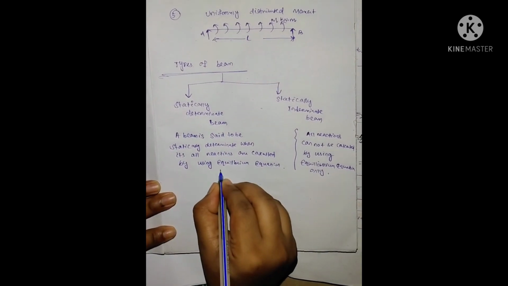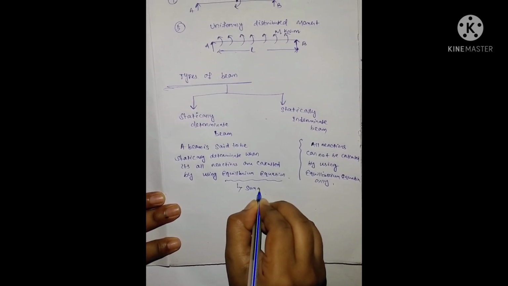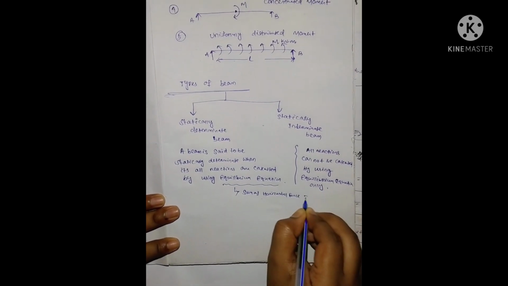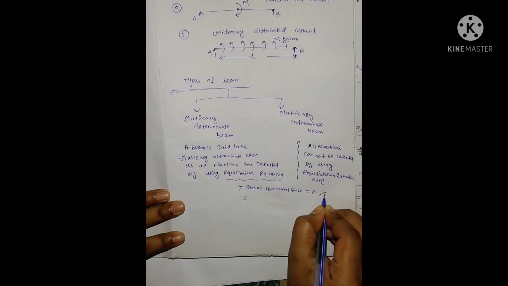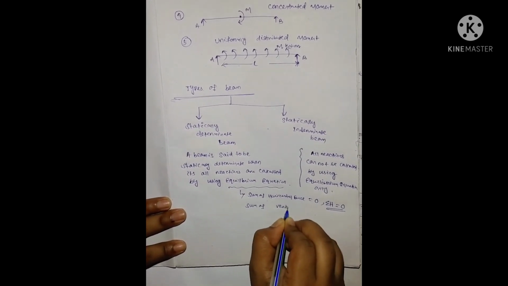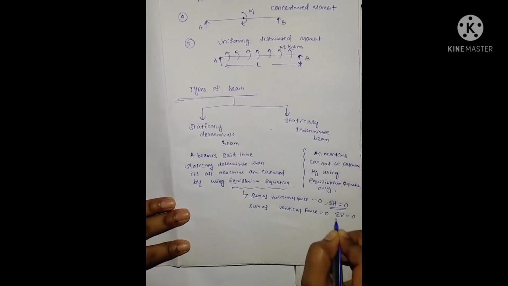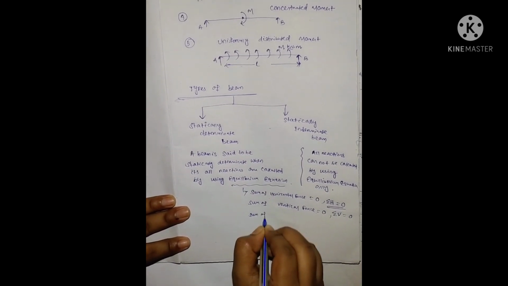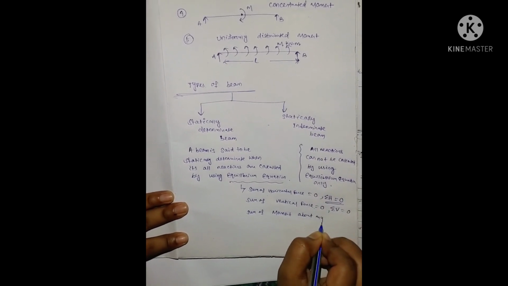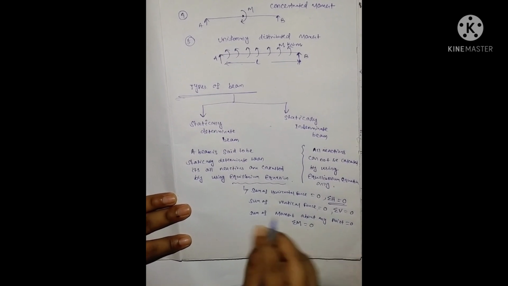What is the equilibrium equation? Equilibrium equations mean the sum of horizontal forces equal to 0, that is summation of H equal to 0. Sum of vertical forces equal to 0, that is summation of V equal to 0. Sum of moments about any point equal to 0, that is summation of M about A equal to 0.